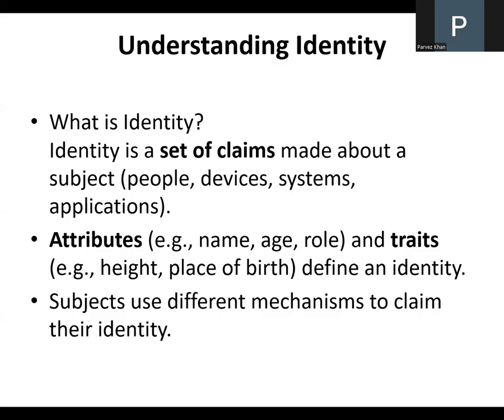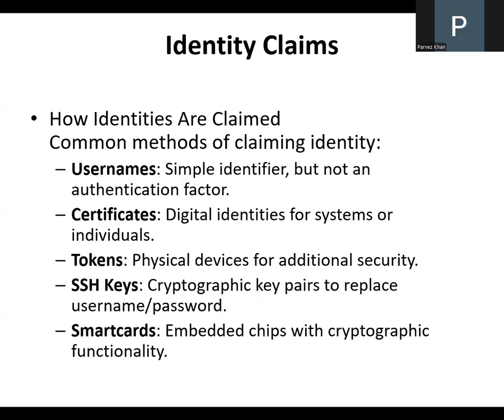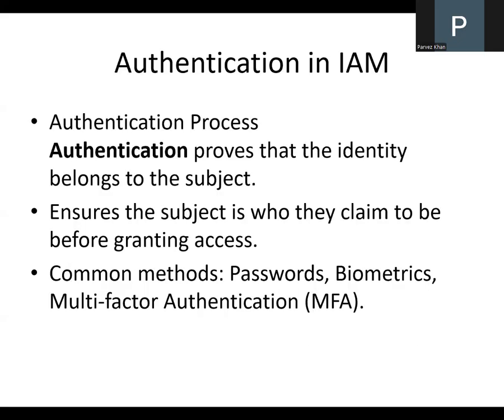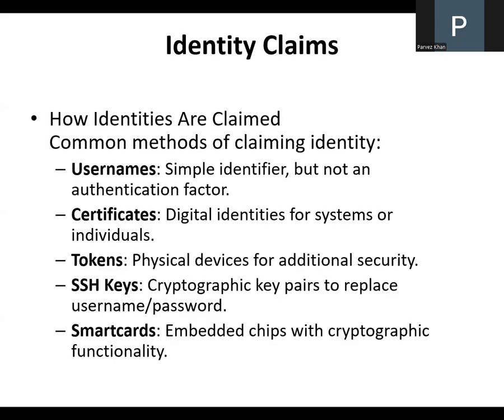For example, if it is a person, there will be his name, or his age, or his role, or his traits, like his height, place of birth. That all comes under attributes for that particular person. Subjects use different mechanisms to claim their identities. How are identities claimed? There are mechanisms where we can claim identities, like username, certificates, token, SSH key, smart cards. These are all the authentication methods which can be used to authenticate.